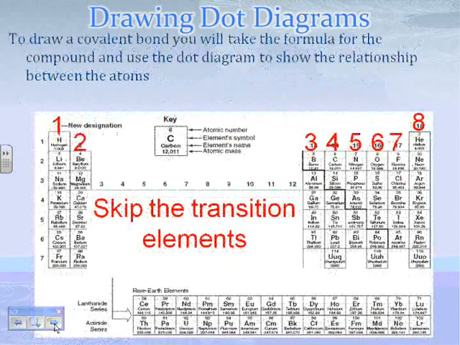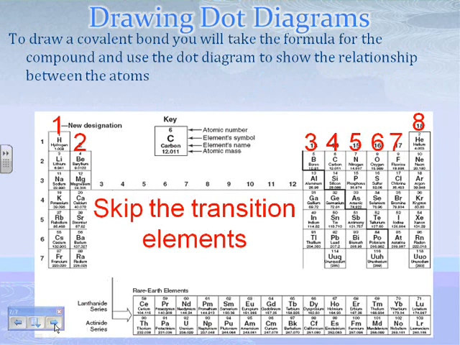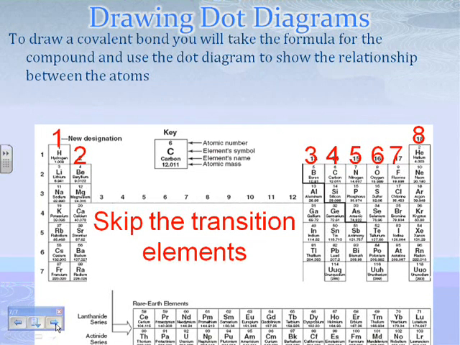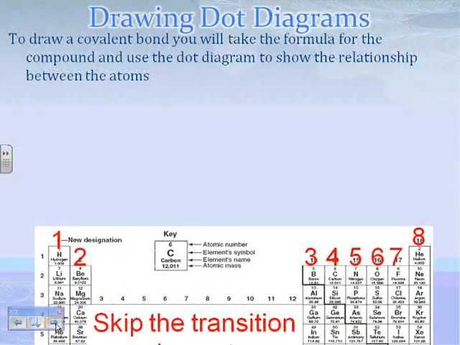Next part is how to draw a covalent bond using those same dot diagrams. What you're going to want to do is show that relationship between the atoms, how they're merged together, how they're sharing the electrons. So, looking at our periodic table, let's say we want to do CH4. Should look familiar. How many carbons are in that? 1. 1 carbon. How many hydrogens?